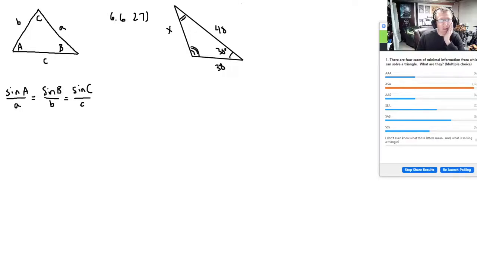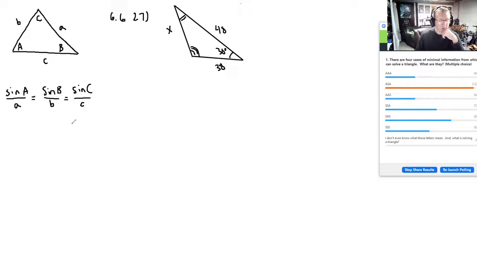Okay, so to solve this one, we could try to use the law of sines. The problem with that is we don't necessarily know these angles. So we don't know both pairs, is what I mean. We don't know both an angle and its opposite side length. So for every one of these ratios, there's at least one unknown, which means if we try to use this, we're going to have three unknowns. So they don't help.